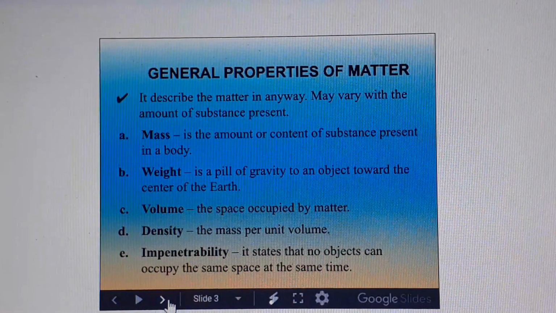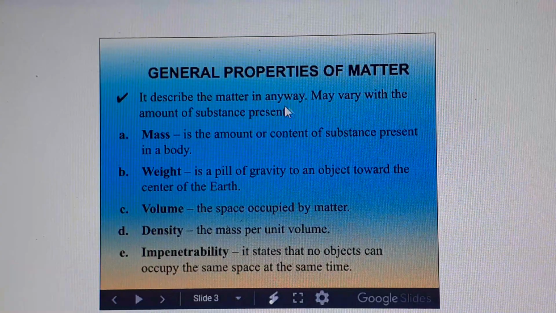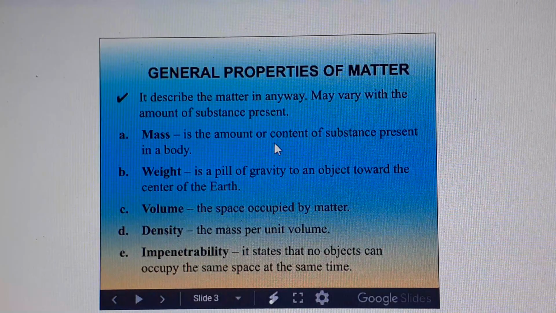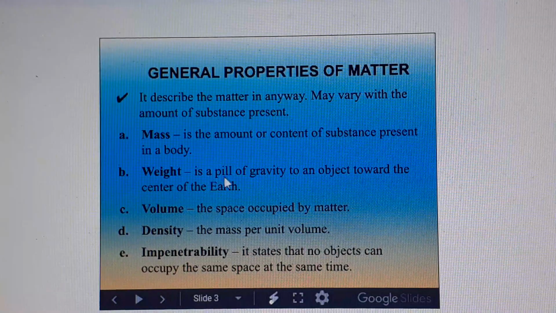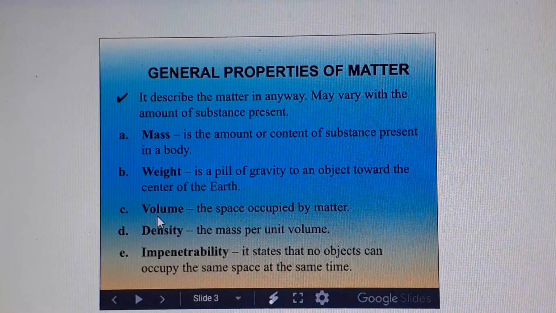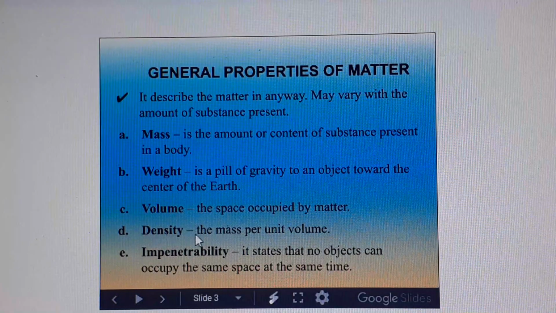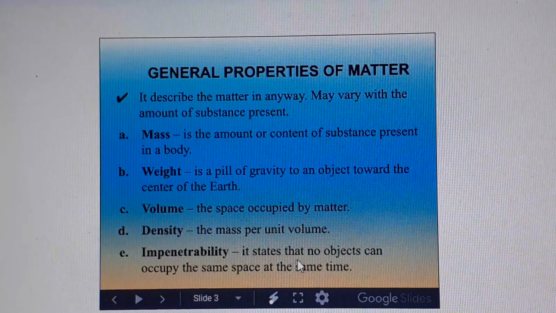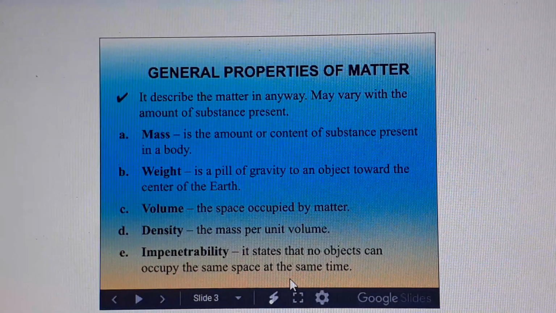General properties of matter describe the matter in any way and may vary with the amount of substance present. A. Mass is the amount or content of substance present in a body. Weight is the pull of gravity on an object toward the center of the earth. Volume is the space occupied by matter. Density is the mass per unit volume. Impenetrability states that no objects can occupy the same space at the same time.